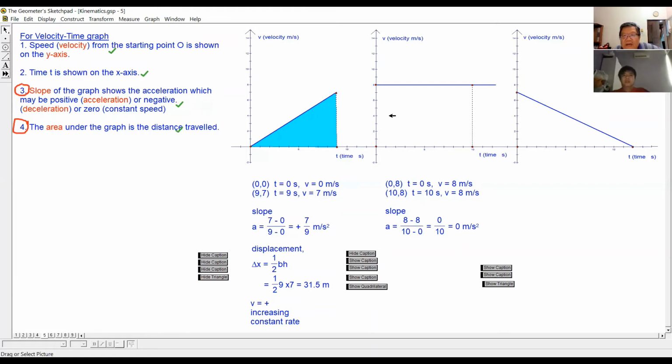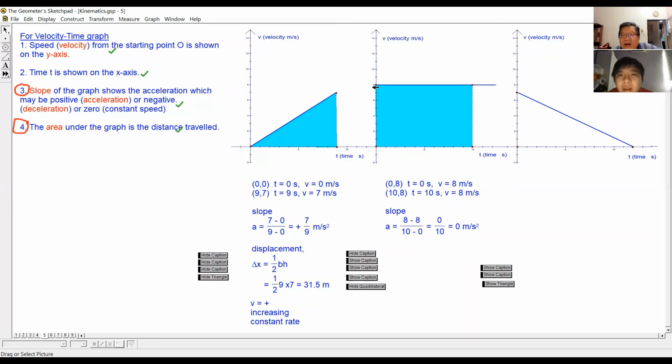Now, can you find the area? This area here, the blue color? What is the shape of this? A square, a rectangle. How to find the area of a rectangle? What times what?